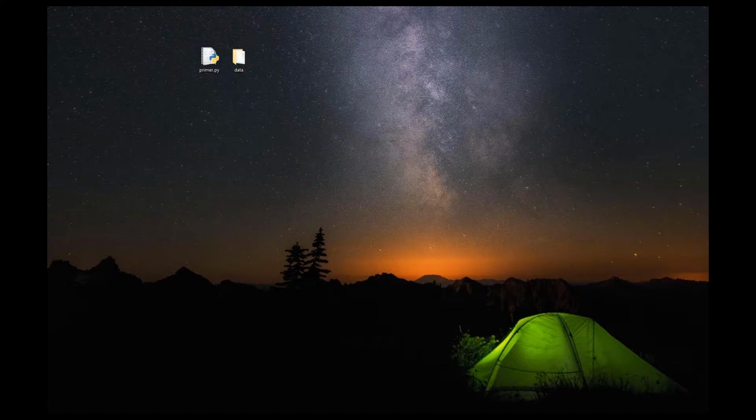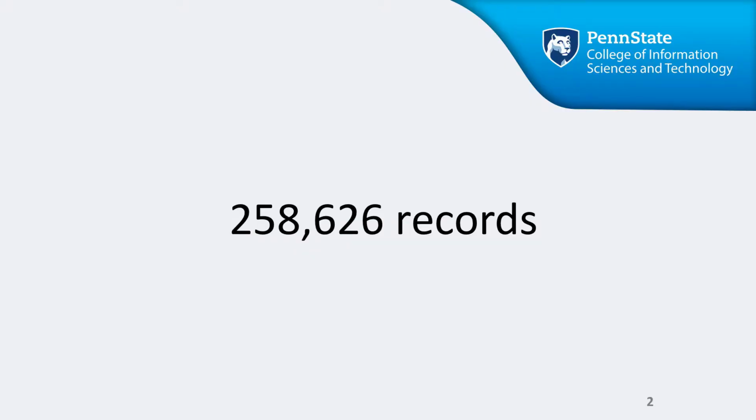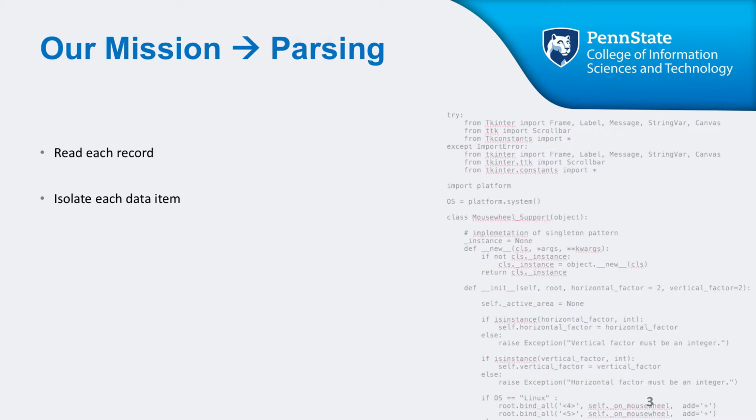type, country, and locale. The reputation.rev file has 258,626 such records. Our job here is to use Python to read each record and isolate the data items in the records so that they are at our fingertips whenever we need them. This process of reading in the data in the context of programming is called parsing.